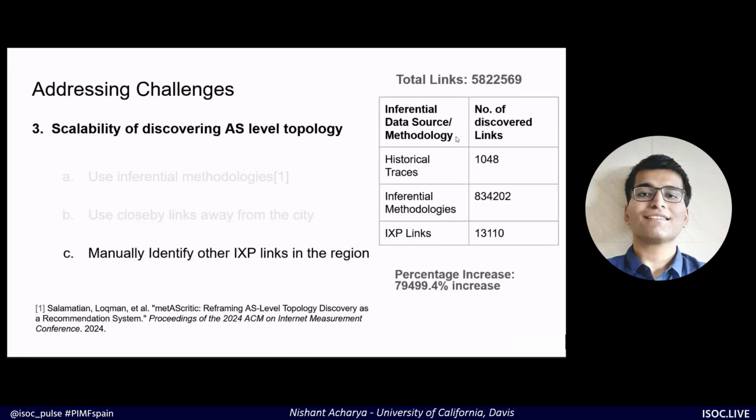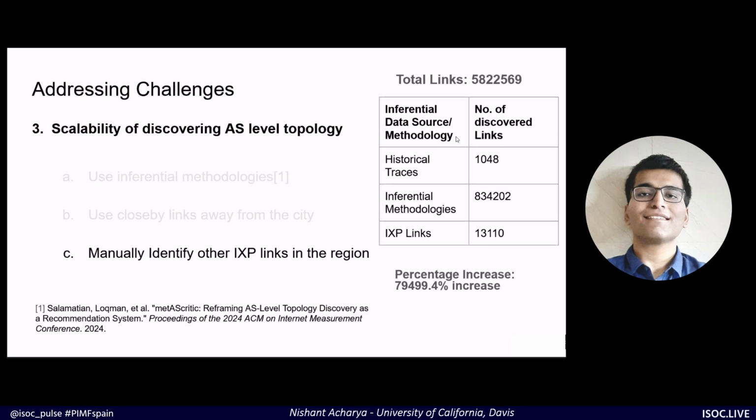And the third one is to manually identify other IXP links in the region. Essentially, our goal here is to make sure to find out if there are any other pathways available. And if there are other IXPs available near our target IXP, it is important for us to identify these links so that we can identify all other non-target IXP paths.